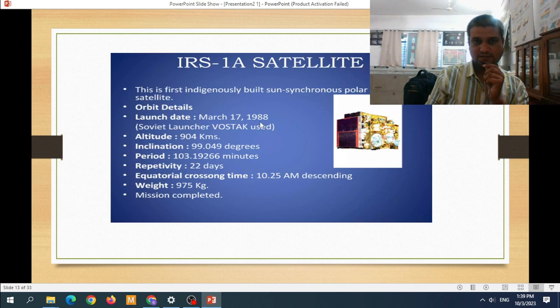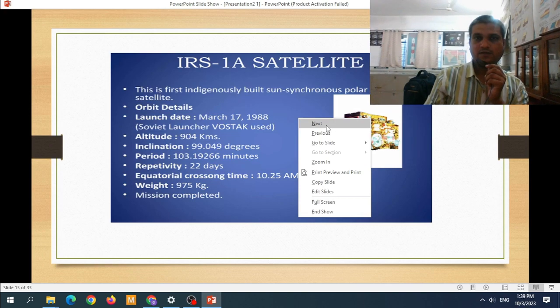That is the launch date, March 17, 1998, and then altitude, then inclination, period, and repetition, that is 22 days. You have to remember the altitude and repetition, and whether the mission is completed or not. Here you have to remember which orbit this particular satellite is in, that is sun synchronous, and the altitude or period. Okay, I have given you one table. In that you can see the details of that particular series of satellites, in the form of launching date, then orbit detail, inclination, then period respectively.